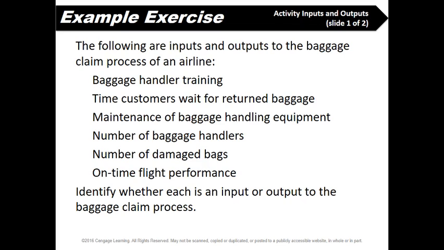So here's an example for you on the inputs and outputs of the claim process of an airline. Everybody loves baggage claim. Invariably, sooner or later, if you travel enough, you are going to have your baggage lost. So we have the baggage handler training, the time customers wait for returned baggage, the maintenance of baggage handling equipment, the number of baggage handlers, the number of damaged bags, and on-time flight performance. We're going to determine whether these are outputs or inputs for the baggage claim process.